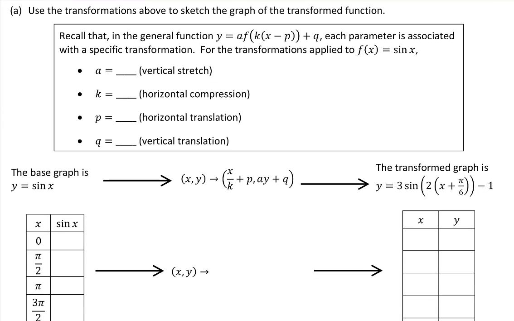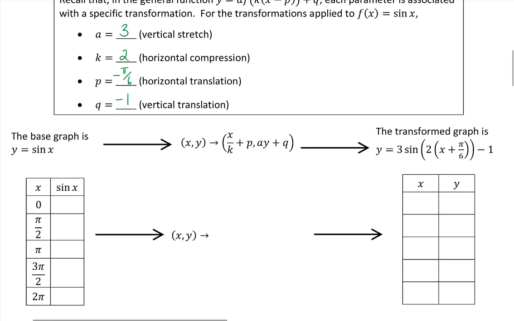So our a value comes from the vertical stretch. It's being vertically stretched by a factor of 3, so our a value is 3. The horizontal compression by a factor of a half is actually a k value of 2. A horizontal translation pi over 6 to the left gives us a p value of negative pi over 6, and a vertical translation 1 unit down gives us a q value of minus 1.